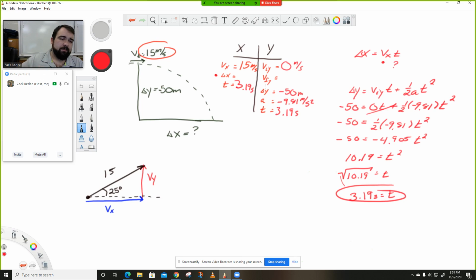Let's get that on both sides. So now we have a t. We can figure out what delta x is now, how far it goes. Because if it's going to fall for 3.19 seconds vertically, it's also going to travel horizontally for 3.19 seconds. So delta x equals vx t. So 15 times our 3.19, and we get 47.88 meters.